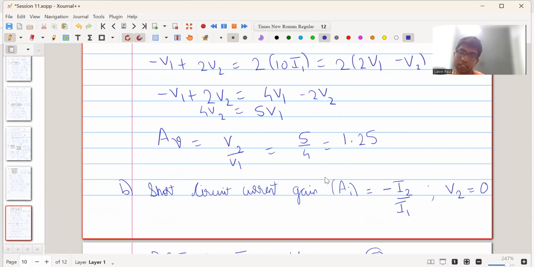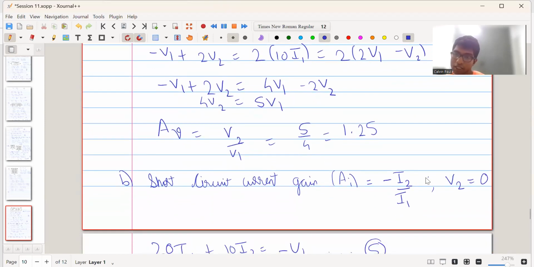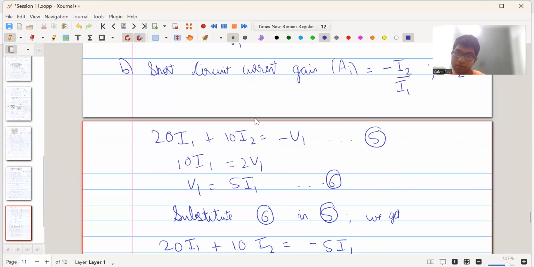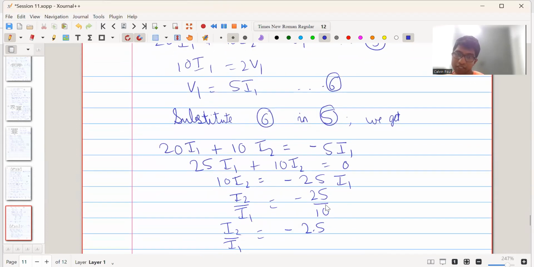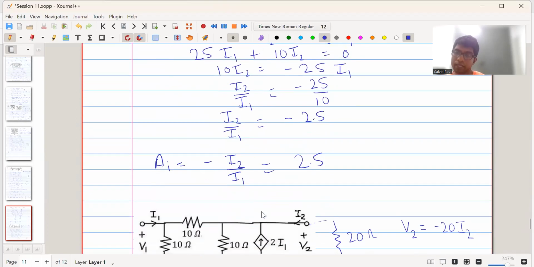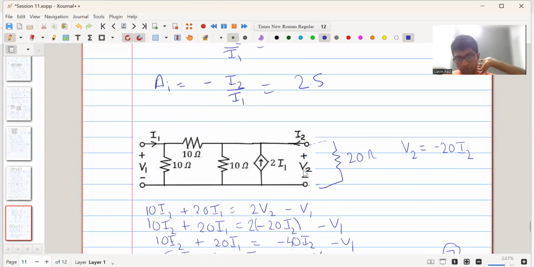Similarly, for the short circuit current gain, we short the output port, that is V2 will be equal to 0. Then we further simplify equations A and B and we get I2 upon I1. The short circuit current gain is equal to minus I2 upon I1. So we get it in this form.